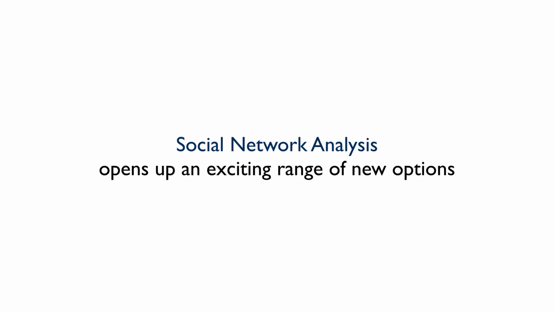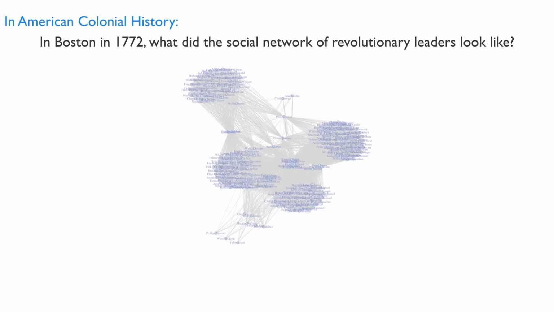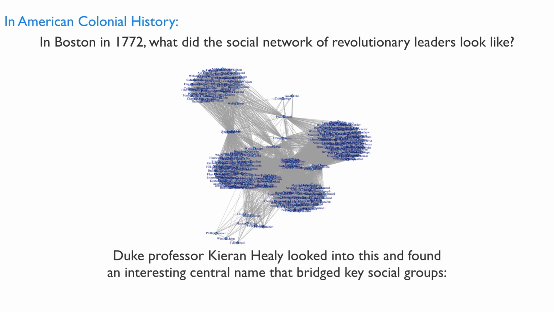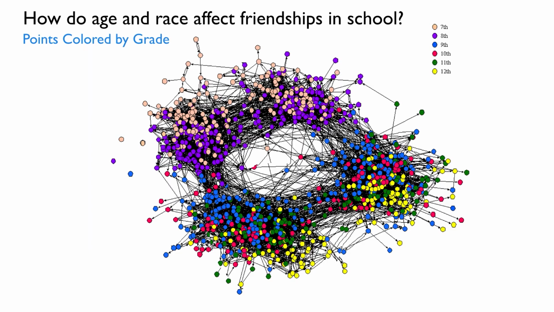One example is in colonial American history. What do you think the social network of political leaders in Boston looked like at the time of the Revolutionary War? Duke professor Kieran Healy looked into this and found several distinct social groups, but one name that bridged them together: Paul Revere.